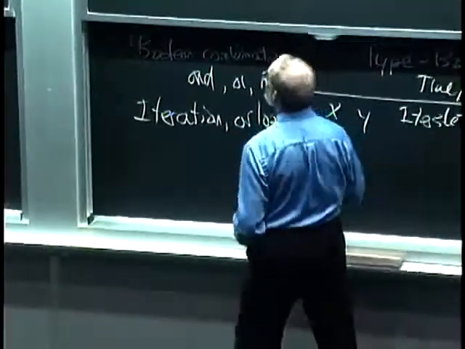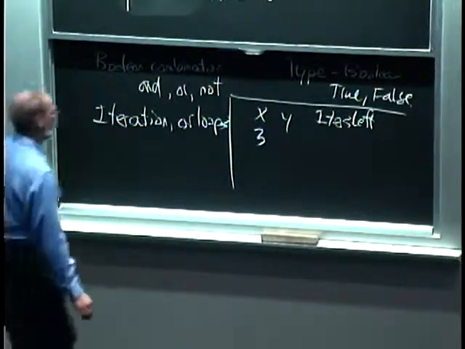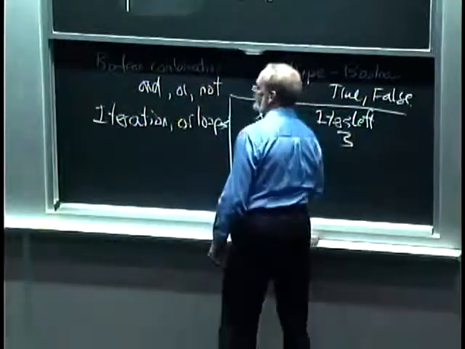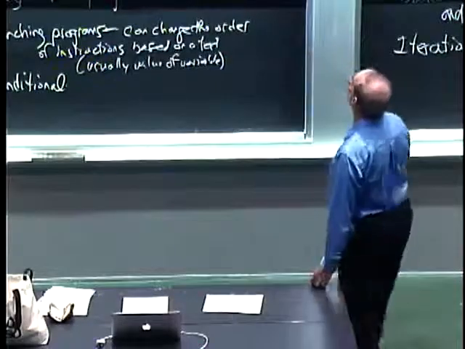X starts off as, and I set it up as here, I can't even read it, x is 3, y is 0, iters left is 3. I can hand simulate it. It says, is the value of iters left greater than 0? Yes, it is. So execute those two instructions.